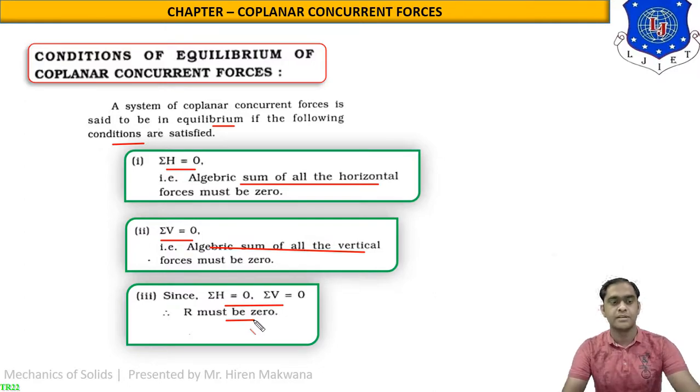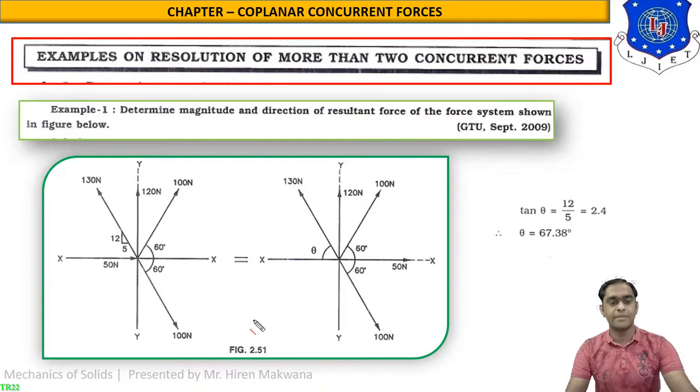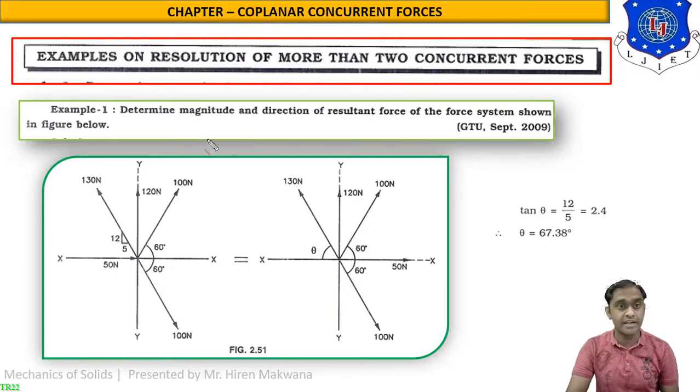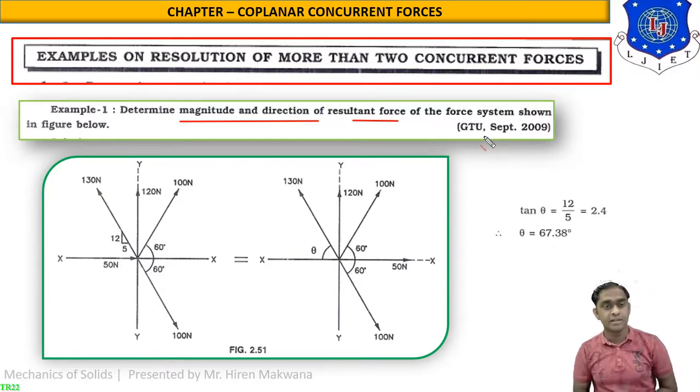Let us start with example number 1. This is an example based on resolution of more than two concurrent forces. What is given in the data? Determine the magnitude and direction of the resultant force. What we have to find? Magnitude and direction means R and theta, or you can also say R and alpha, of the force system shown in the figure. This example was asked in the GTU September 2009 exam. This is a very basic numerical.